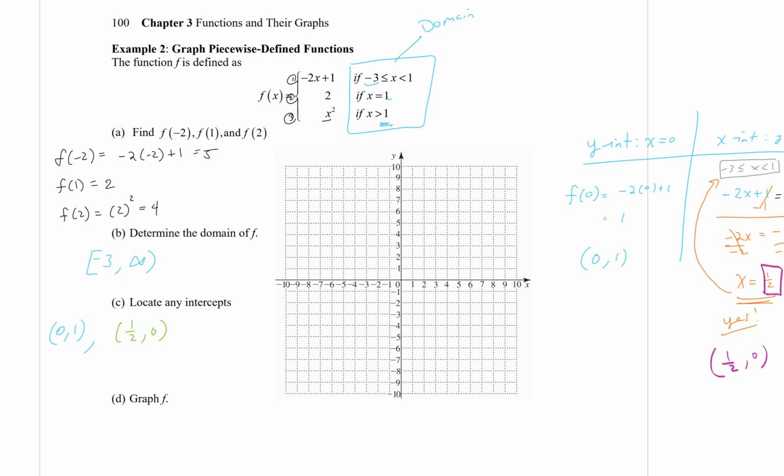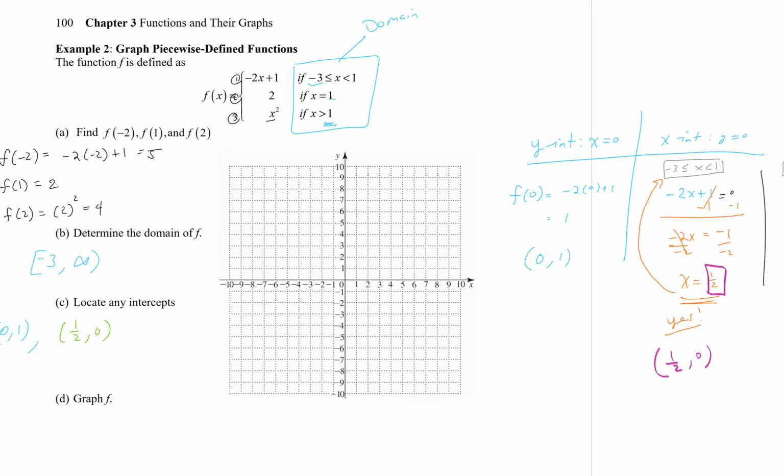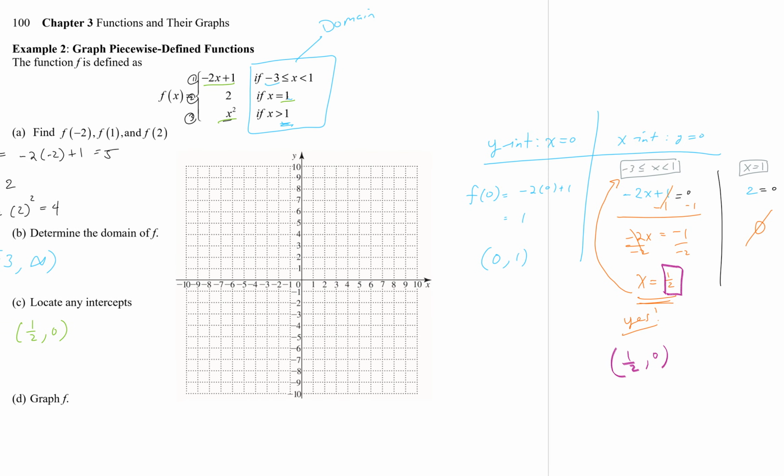Now I hope by now you recognize that the first equation is a line. The second equation is just going to be a dot because it's 1 comma 2. It's just 1 point. And the third equation is going to be a curve. I hope you guys recognize that, so that I don't have to keep explaining certain things.